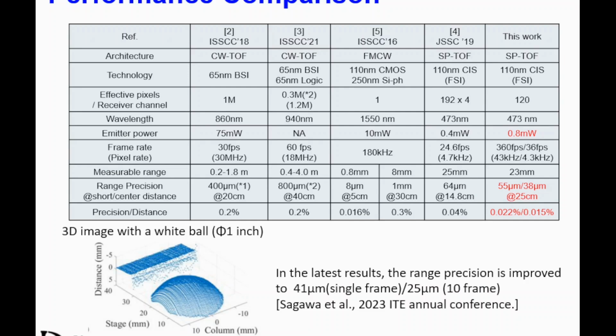Here is a performance comparison with other time-of-flight devices. Of course, it is difficult to make a fair comparison because other ToF devices have different targets, but we have a good range precision. Also, compared to FMCW LiDAR, the precision over distance is better than the FMCW LiDAR.